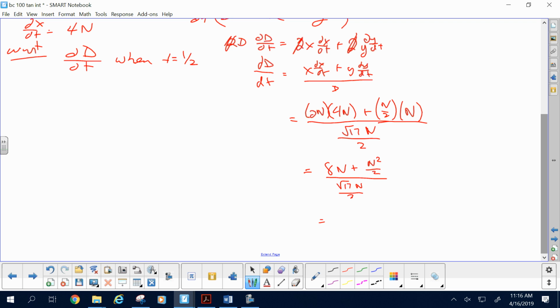What's the top? 16 plus a half, so 17n squared over 2 times the reciprocal, 2 over root 17n. The 2's divide away, and n divides away. So I feel like 17 over root 17n, or you could even just say root 17n if you simplify that. Alrighty. Are you with me? Super.